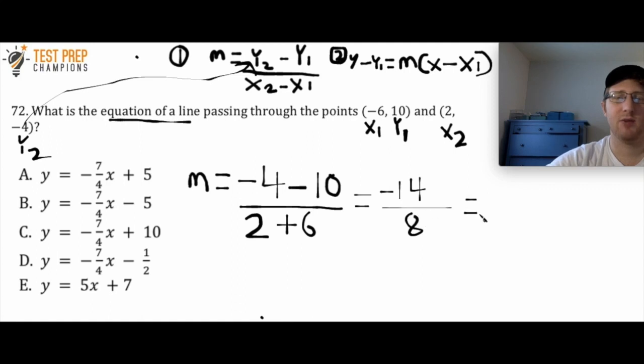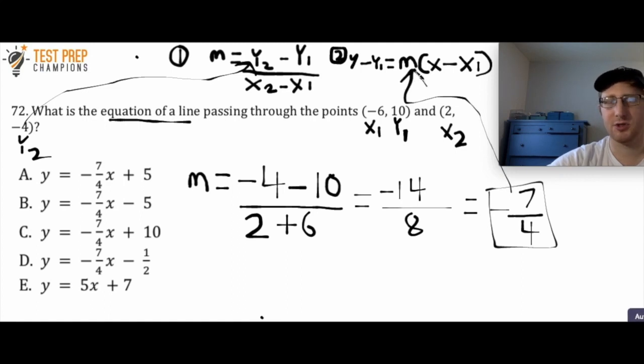And if I simplify, what is 14 divided by 2? That is 7. What's 8 divided by 2? That is 4. So I've just found that my slope is -7 over 4. Now I want to go up to my second equation, and I'm going to plug -7 over 4 into this equation for slope, and before you know it, we'll have the right answer.